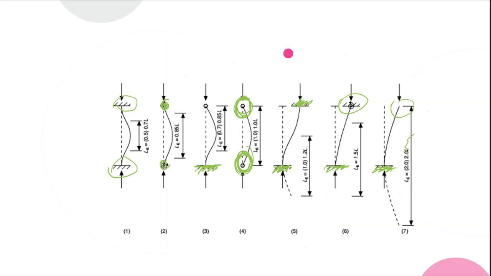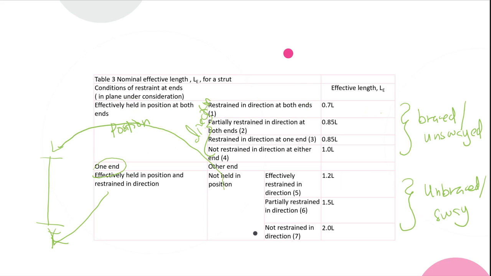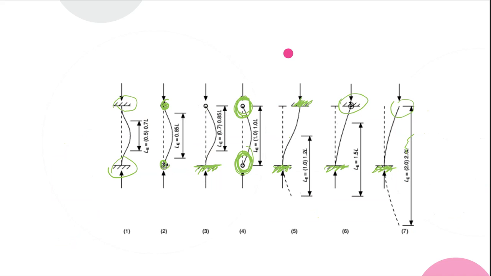And then the 6 here, partially. One end is effectively held in position and restrained in direction, and the position is also not held at the other end, and at that end it is also partially restrained in direction, 1.5. So this is how it looks like, so they allow some what we call rotation. So it can rotate a little there.